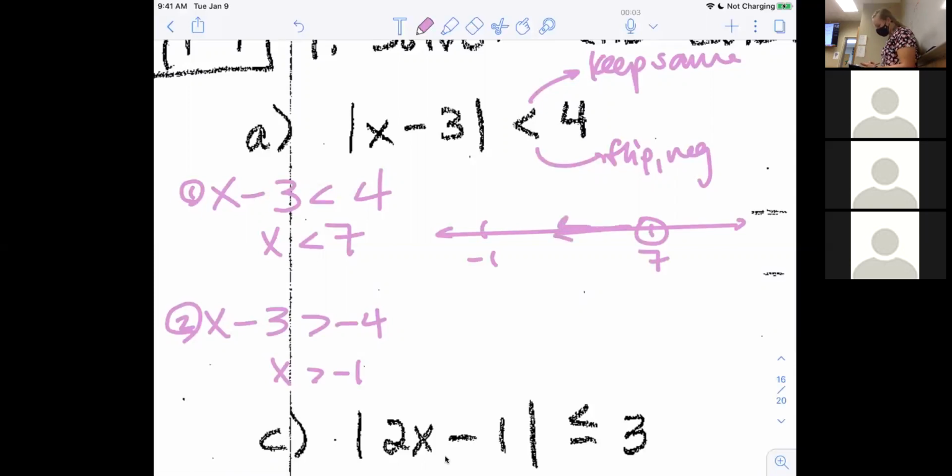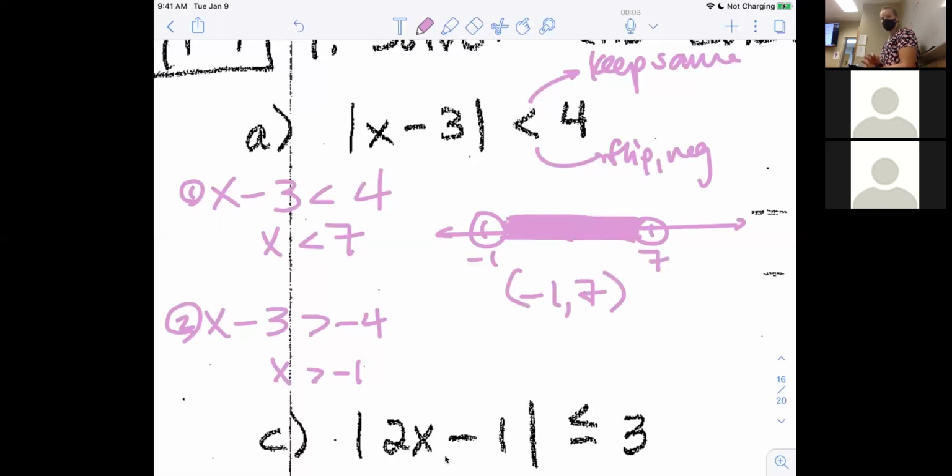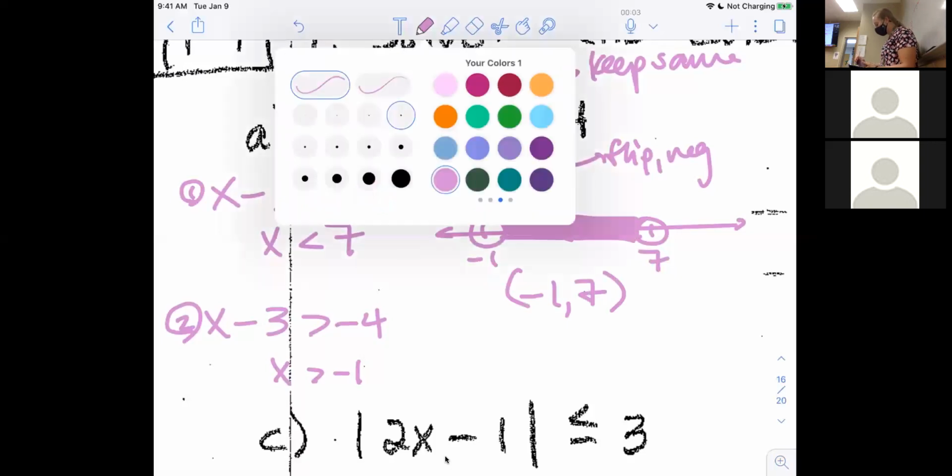And then the second one says x is greater than -1, open or closed? Open, and then am I going to shade left or right? Right. So this time I'm shading in between those two, right here. What would my interval notation be of this? Patrick? Parentheses on both. Awesome.